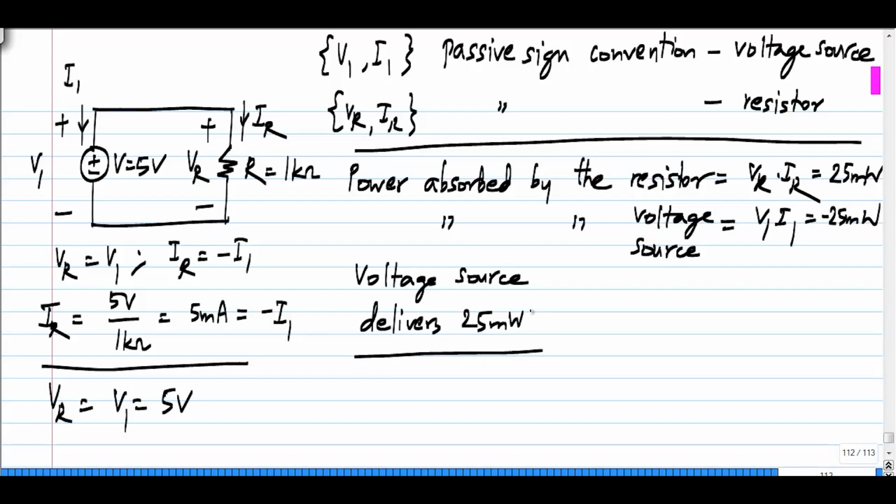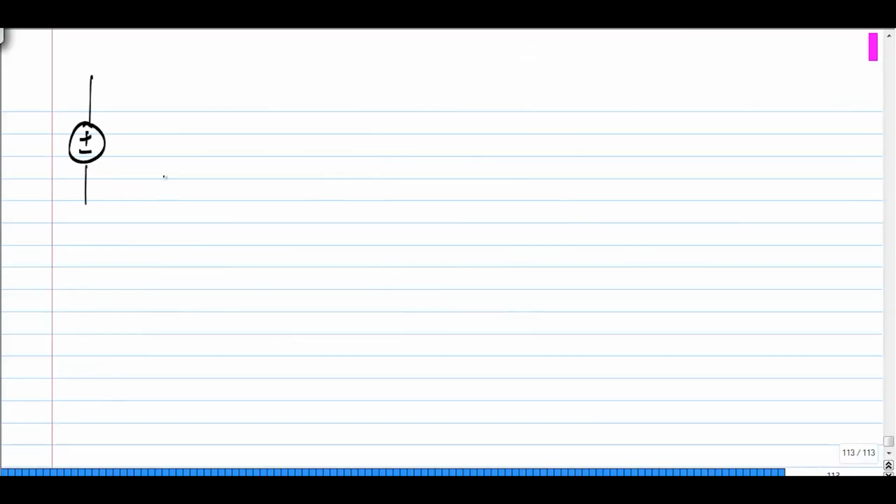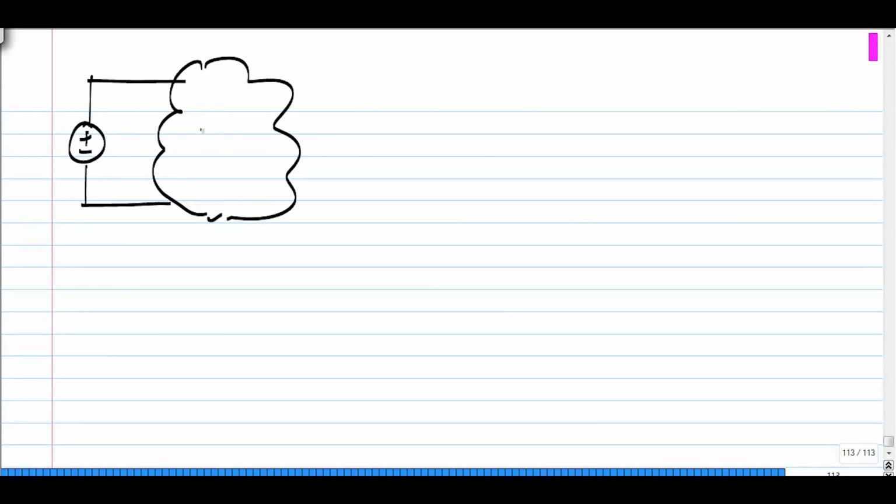Okay. Now, in general, if you have a single voltage source that is applied to a circuit with resistors which are passive, then that voltage source will be delivering power. Okay. If I have a single voltage source and this consists only of resistors, let us say, then this is the only source of power in the circuit and it will be delivering power.